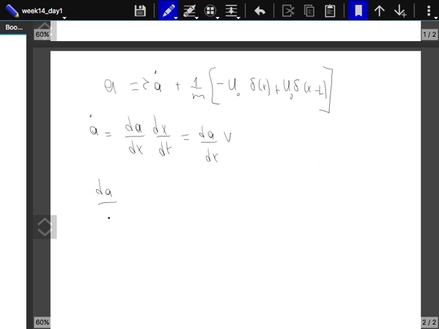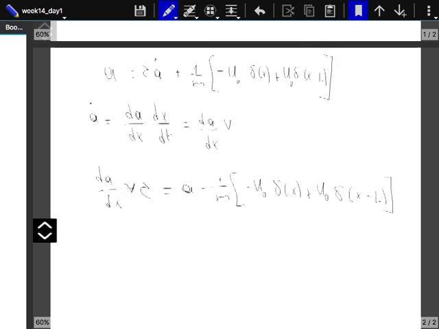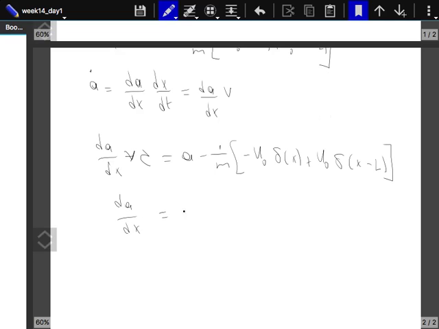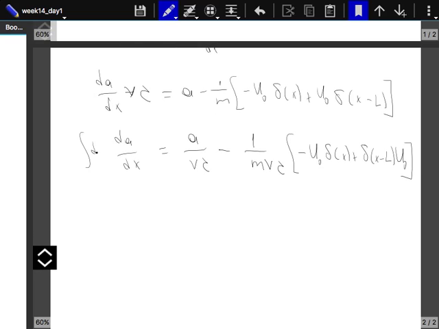So my equation for x is this one: dA by dx times v times tau is equal to A minus 1 over m minus u0 Dirac delta of x plus u0 Dirac delta of x minus L. Or dA by dx is equal to A over v times tau minus 1 over m v times tau minus u0 Dirac delta of x plus u0 Dirac delta of x minus L. Now I can integrate this over dx from x0 minus to x0 plus.